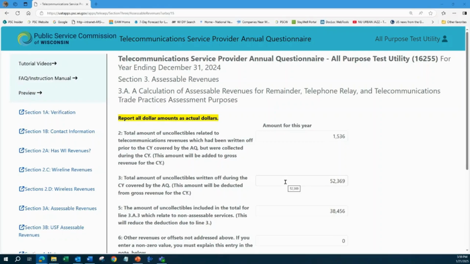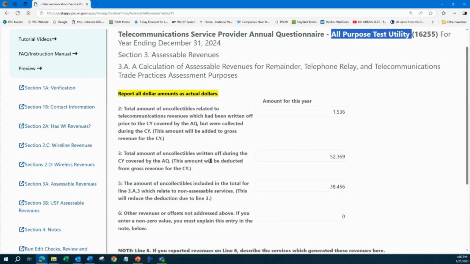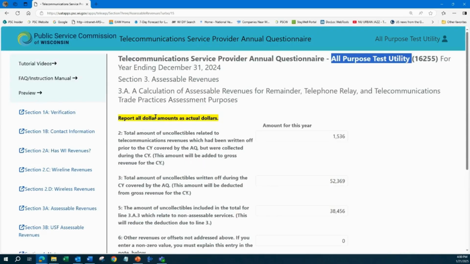This video is covering completing section 2D, wireless revenues, or basically, this is where cellular companies will be entering their revenues. And this is the annual questionnaire. I'm using the all-purpose test utility, which is a fictitious utility that we use for testing and, of course, for videos like this. More information on this is in the FAQ, and you can almost get to the FAQ clicking this.